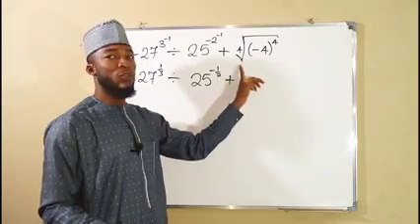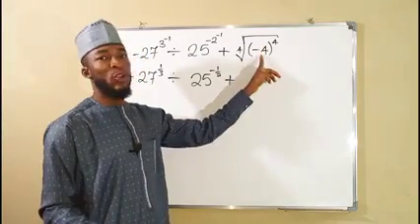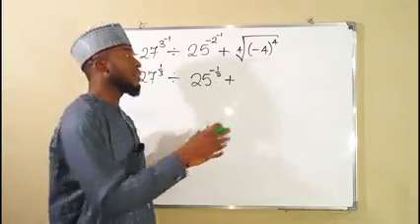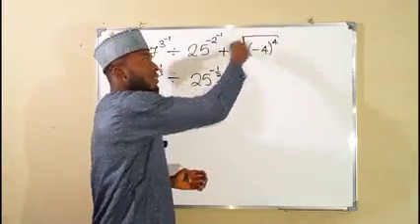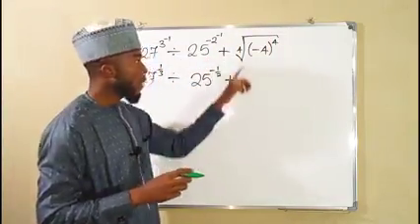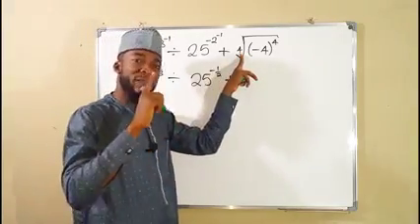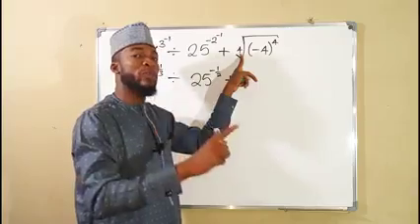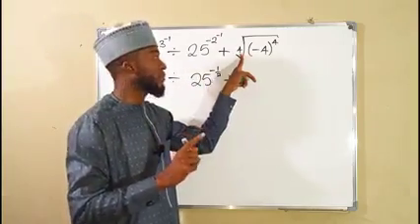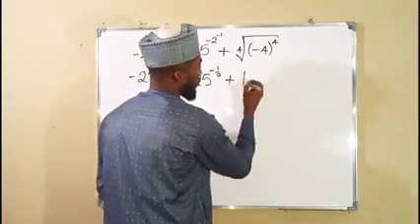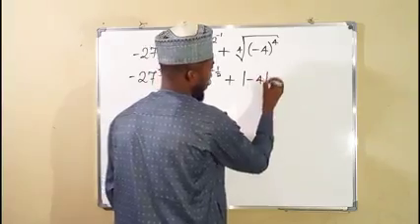The index of our root and the index of our number are exactly the same. So this index will cancel this root automatically. But the index of our root is even. Once you have an even index, the output must be positive. So we have the absolute value of negative 4.